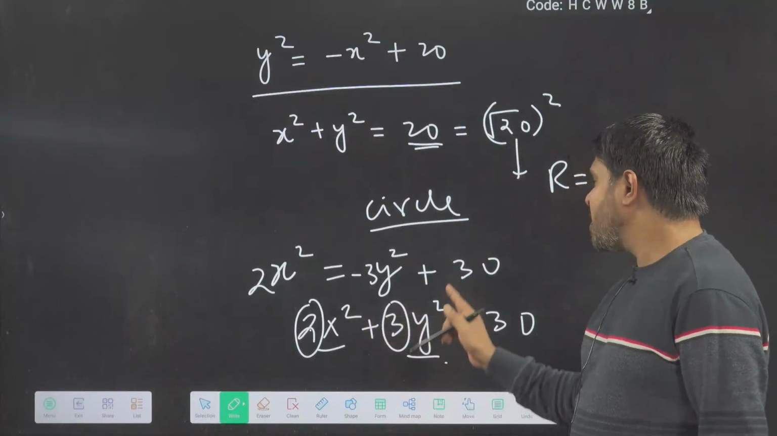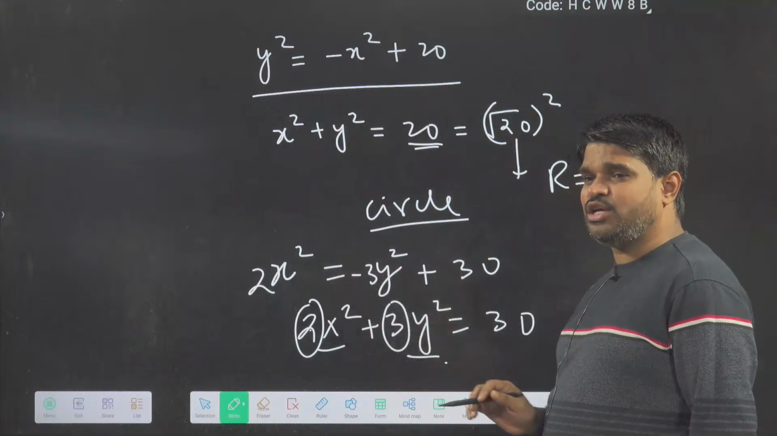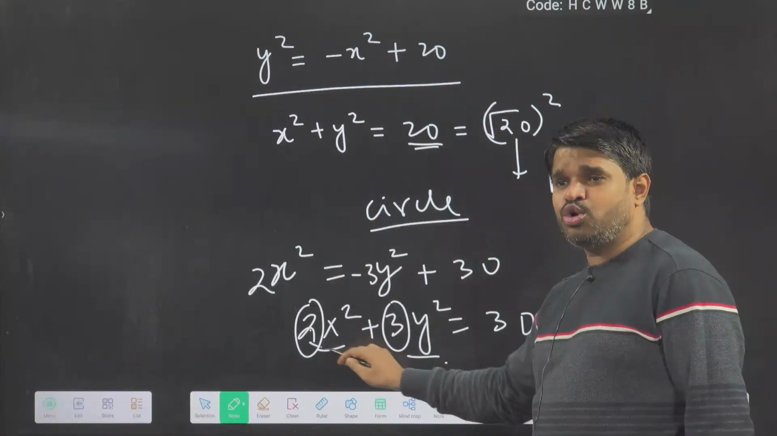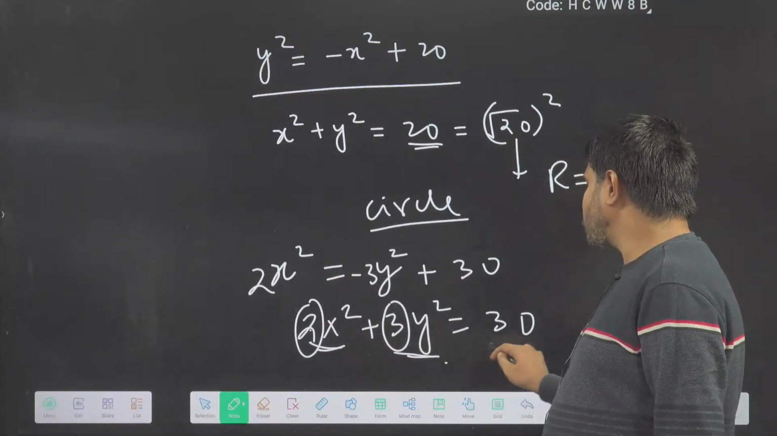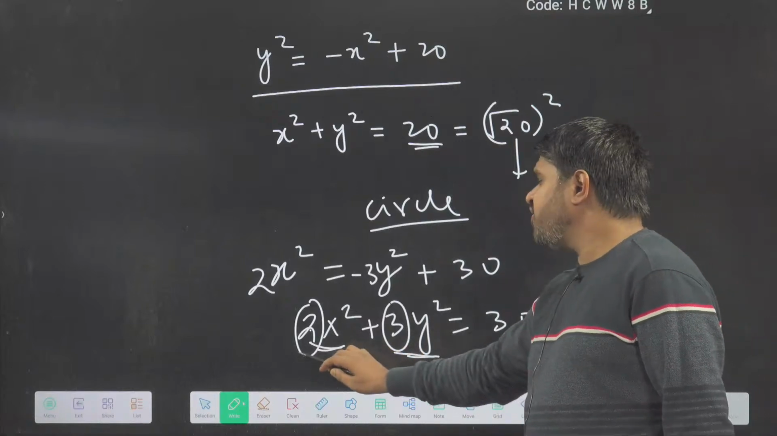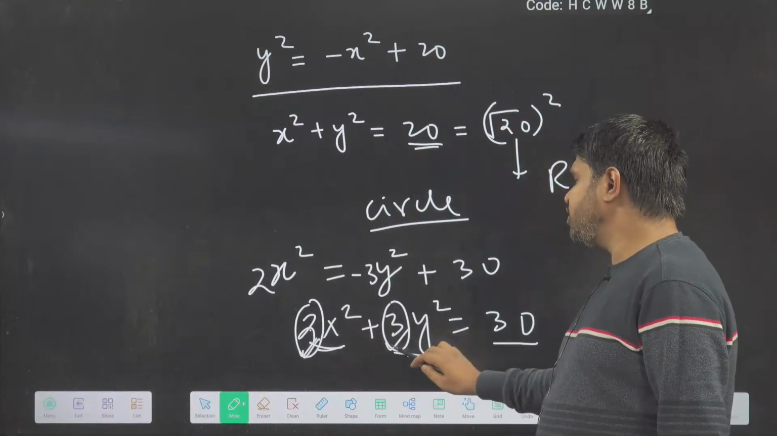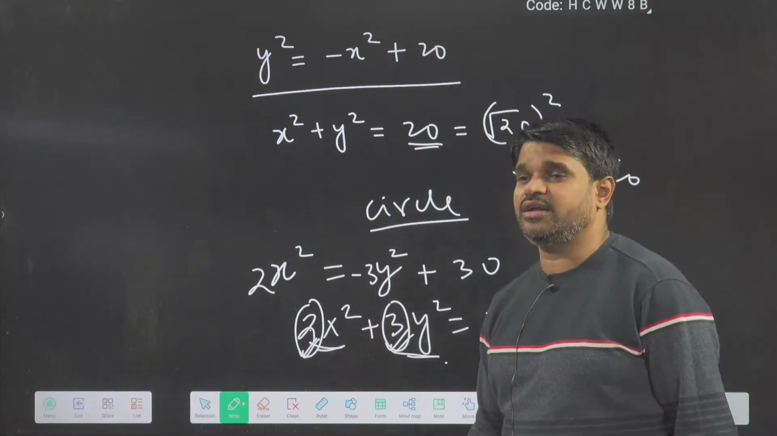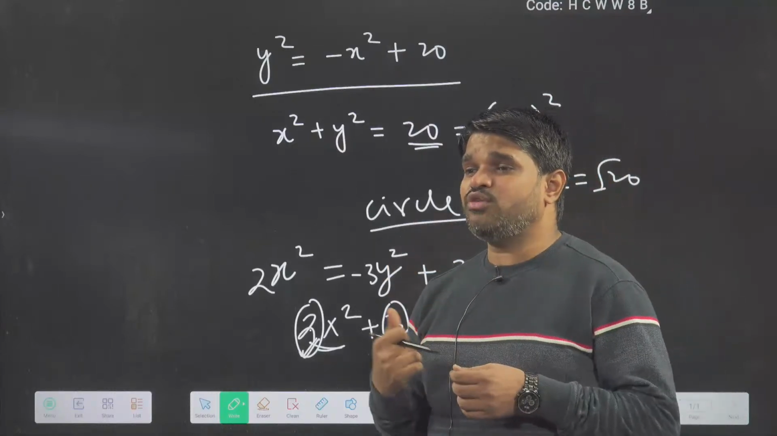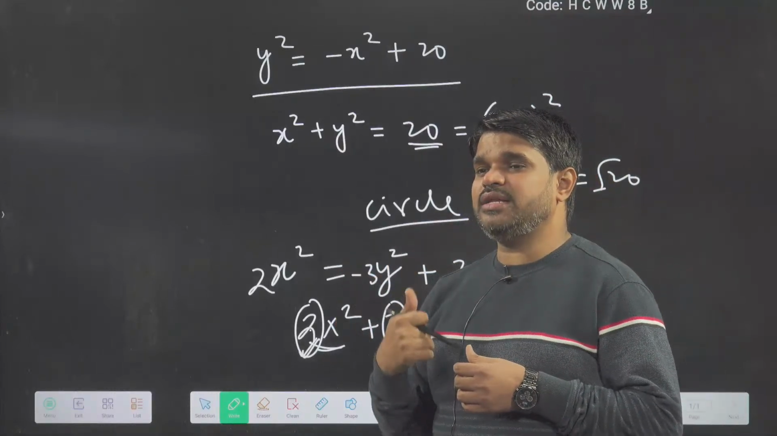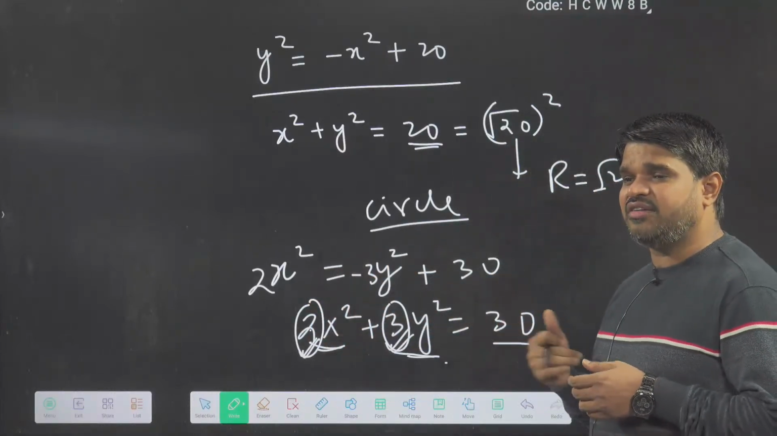So this is an ellipse. How? I am bringing minus 3y squared to the other side, so I got 2x squared plus 3y squared equals 30. The coefficient of x square and the coefficient of y square are different. If they were the same, it would have been a circle. But as they are different, it is an ellipse.